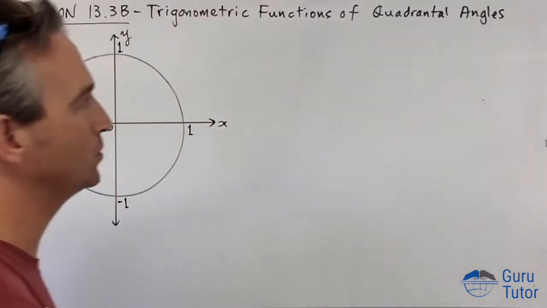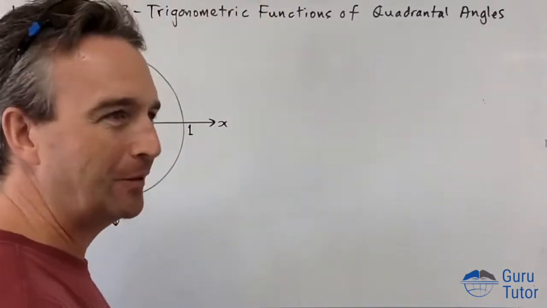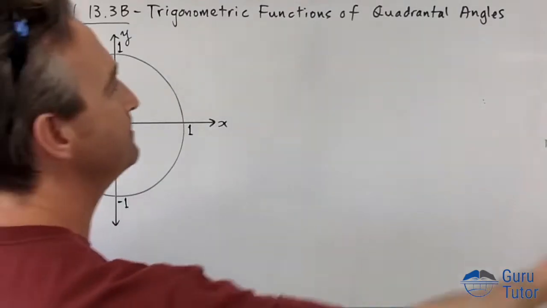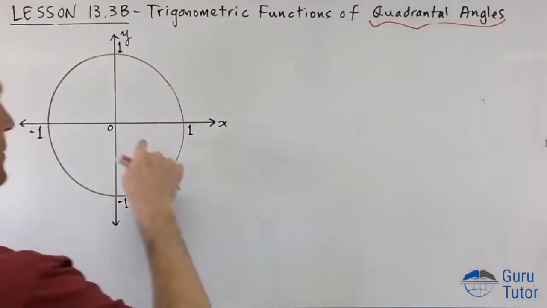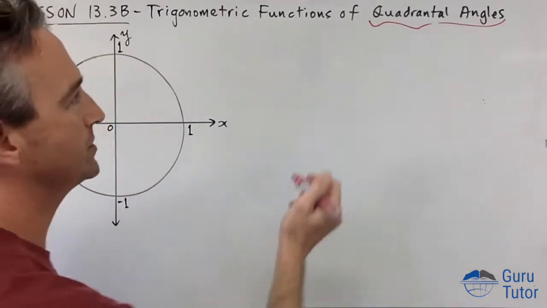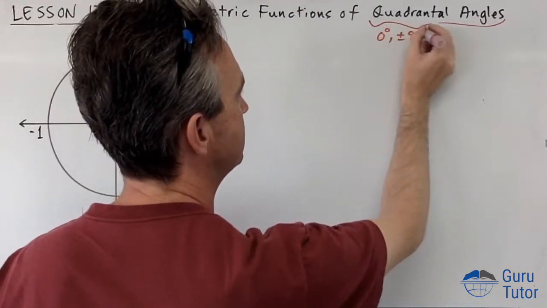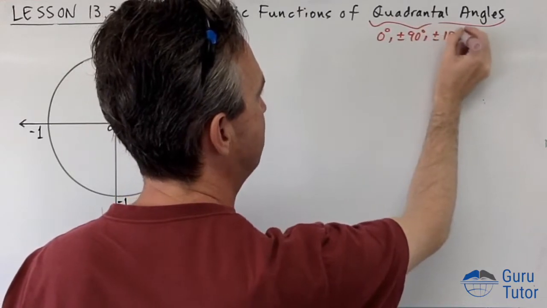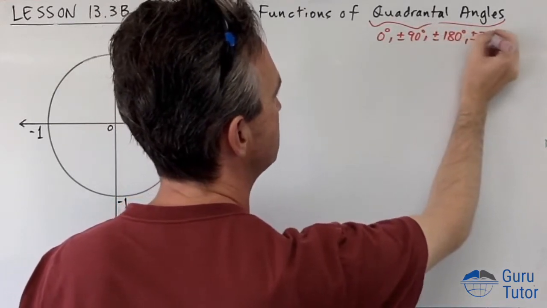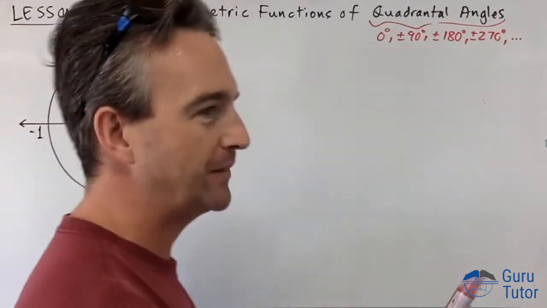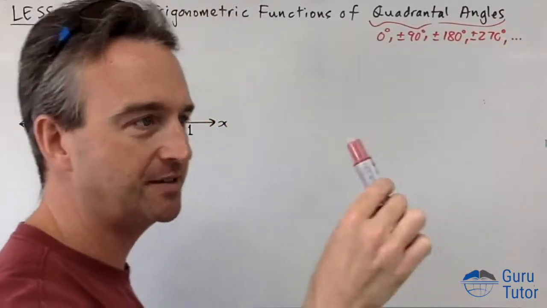Now moving on to something called quadrantal angles. I never heard that word until I used this textbook. What does that mean? Quadrantal angles are the angles on the borders of the quadrants. So in other words, 0 degrees, plus or minus 90 degrees, plus or minus 180 degrees, plus or minus 270 degrees, and so on and so forth. They are the angles that are on the x-axis and the y-axis.